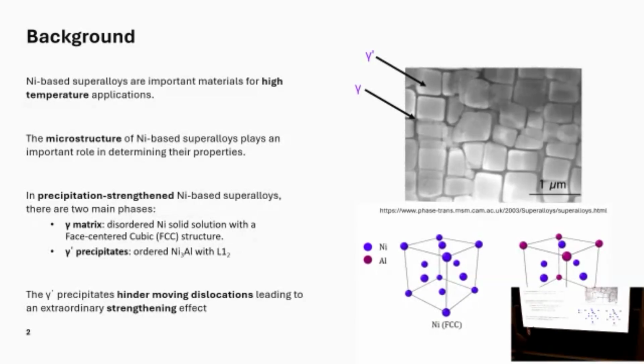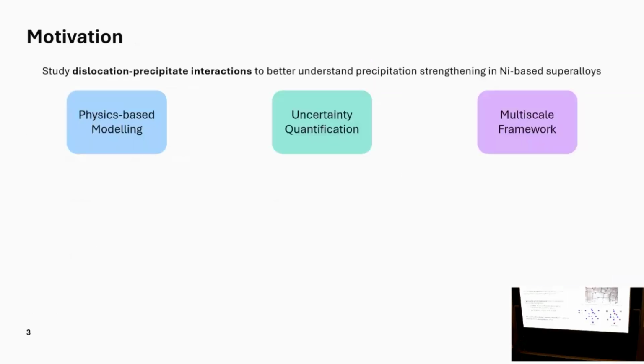This is a very big simplification. Typically the composition of nickel-based superalloys is a lot more complex than this, and we can have additional elements entering both phases. But for the purpose of my talk, I'll be referring to gamma as a pure nickel phase and the gamma prime phase as Ni3Al. What we're interested in is that these gamma prime precipitates can hinder dislocation motion, and this leads to the strengthening effect, which is what we would like to study.